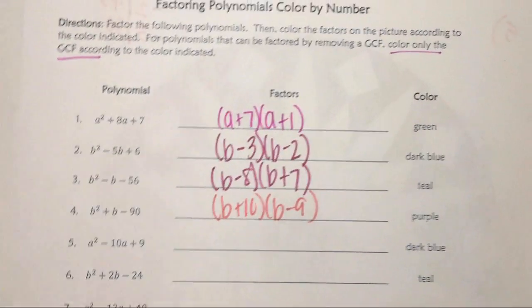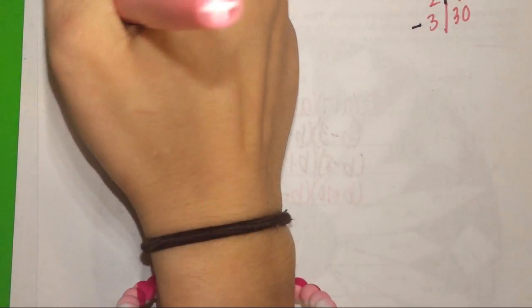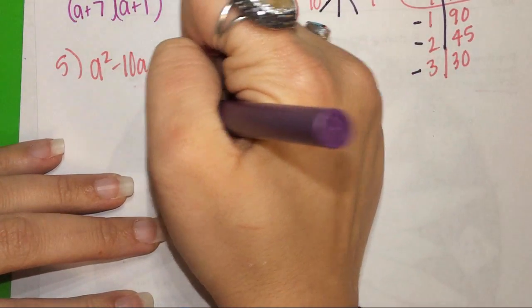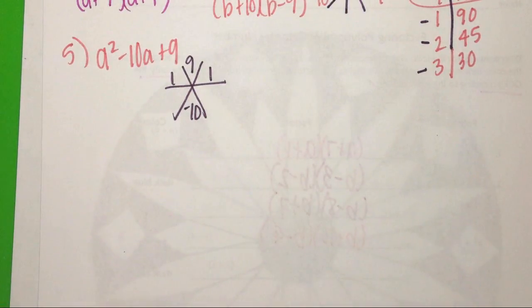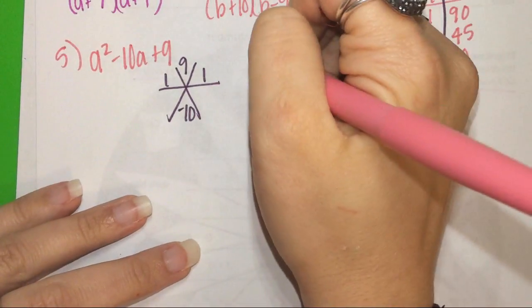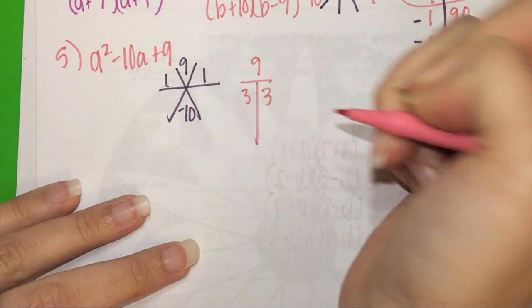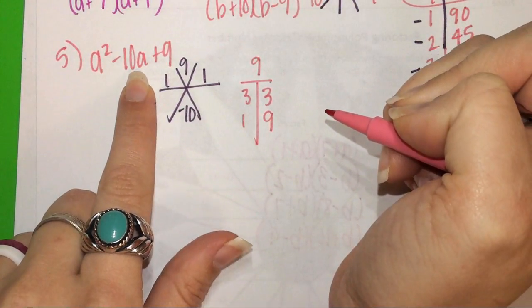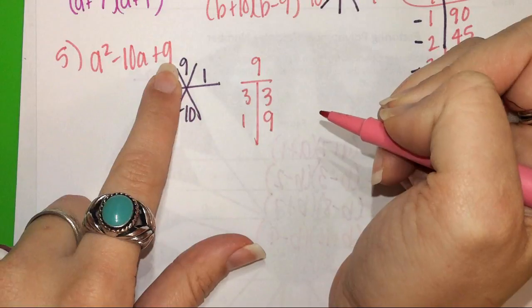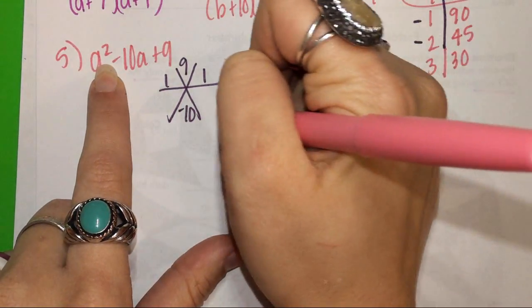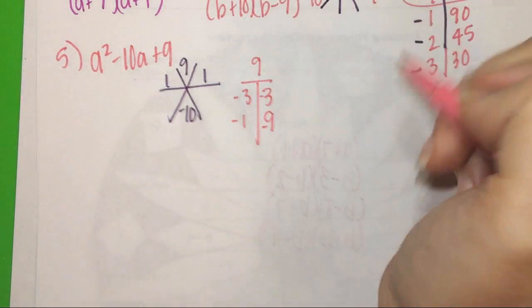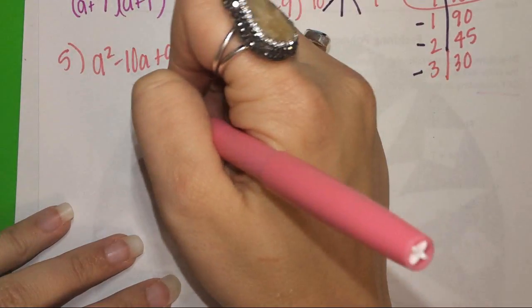Alright, a squared minus 10a plus 9, right? Alright, let's draw our star. We have 9, we have negative 10, we have 1 and 1. Now, let's list all of our multiples of 9. 3 times 3 and 1 times 9. Now, they're both going to be what this time? Negative, because this is positive and that's negative. So we have a negative, negative, a negative, negative. Which of those adds to give us negative 10? The second one.